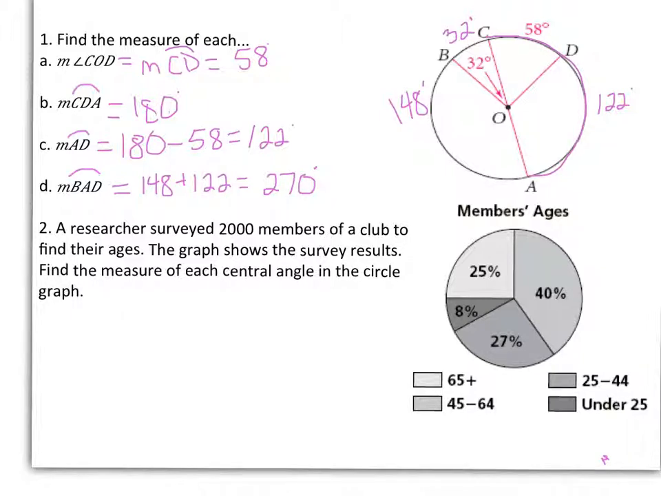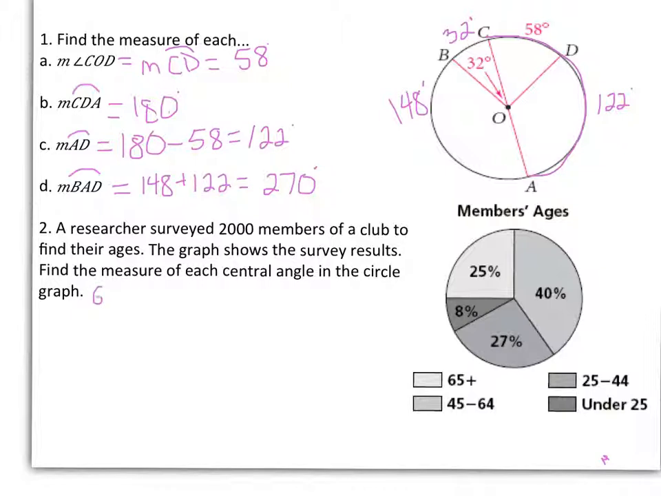Okay. Number 2 says a researcher surveyed 2,000 members of a club to find their ages. The graph shows the survey results. Find the measure of each central angle in the circle graph. All right, so we know what percentage of that population was surveyed, but we do not know the angle in our circle graph. So again, remembering that a circle adds up to 360 degrees. That's all the central angles and all the arcs add up to 360.